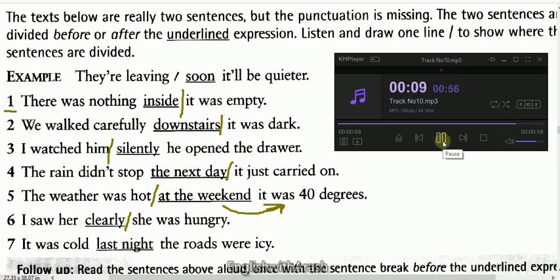I saw her clearly. She was hungry. 7. It was cold. Last night the roads were icy. Listen how pronunciation helps you here. They are actually linked. You don't say the roads were icy. You say were icy. The roads were icy. Listen again. 7. It was cold. Last night the roads were icy.